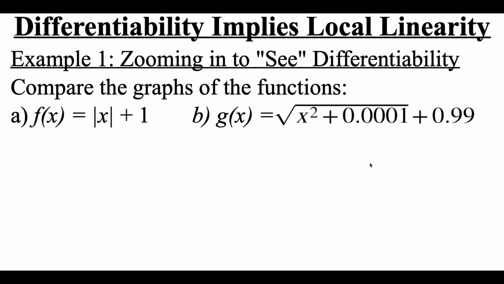So in this example, we're going to do some zooming in to see differentiability. We're going to compare a couple of graphs. Our f of x function is going to be the absolute value of x plus 1, and our g of x function is going to be the square root of x squared plus 0.0001 plus 0.99. So I'm going to graph these out on my calculator.